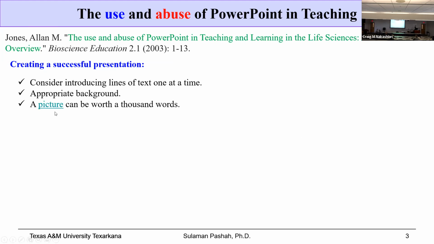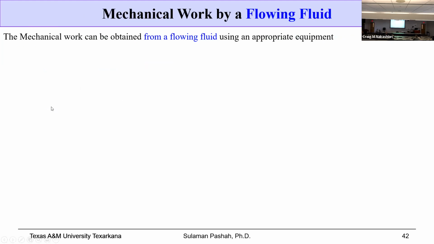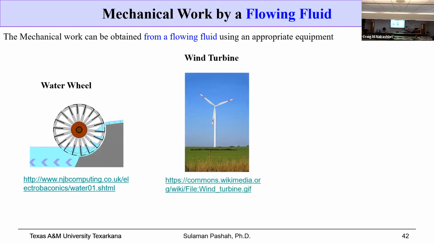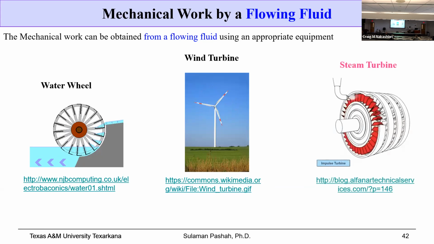So just as an example, if I show you here, this is one of the slides from thermodynamics, and the topic is how we can convert energy from a flowing fluid to mechanical work. The very first example, as you can see, is that the flowing fluid can be used to turn a wheel, or it can be a wind turbine. But our main topic is rather the steam turbine.